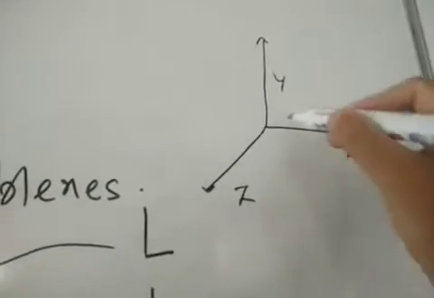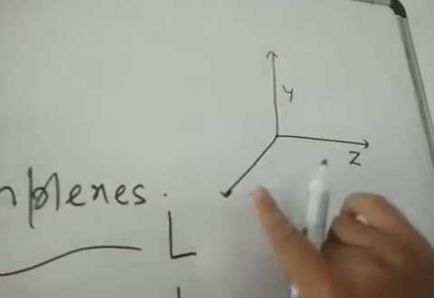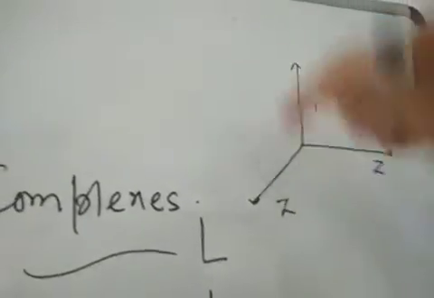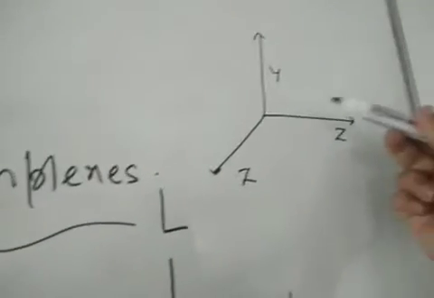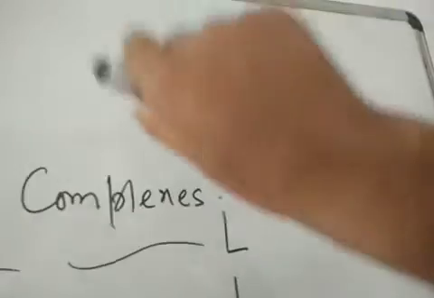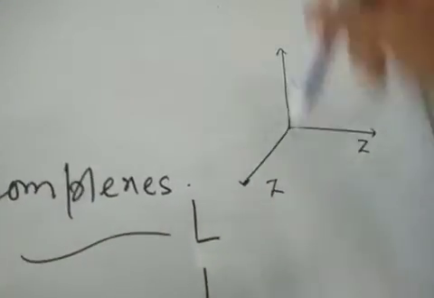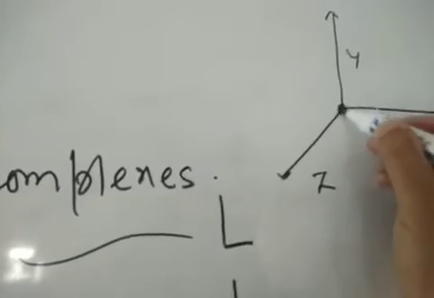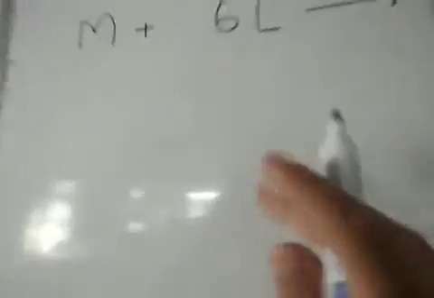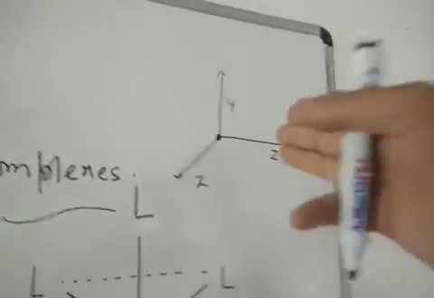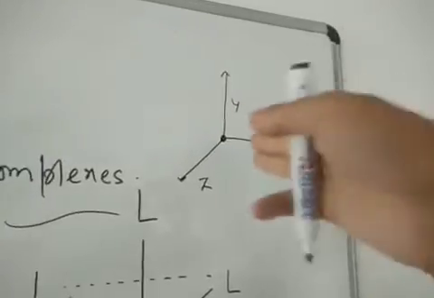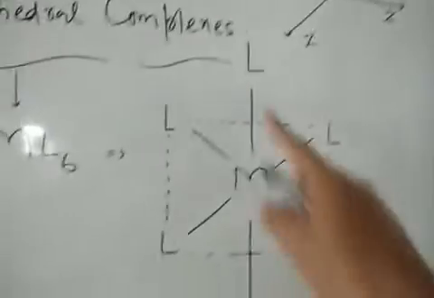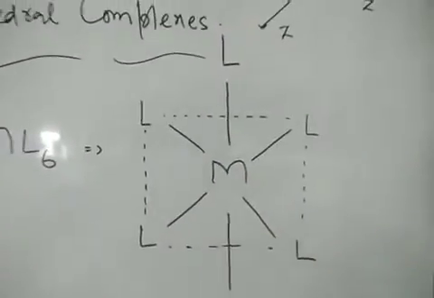So one ligand comes from here, and one is here. This is perpendicular. On the back side, one more ligand approaches, one from this side, one from this side, and one from this side. We are considering the metal ion at the center. When the metal is at the center and 6 ligands approach it along the axes of the coordinate system, it results in the formation of this octahedron.